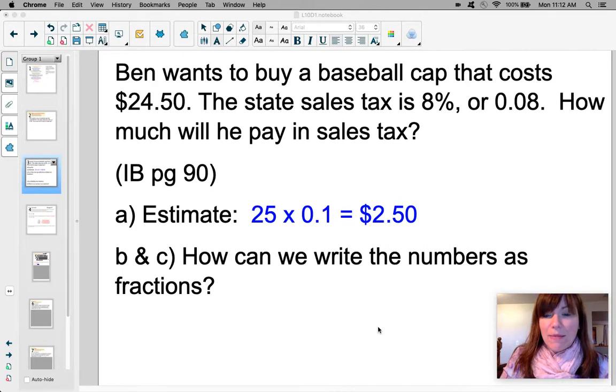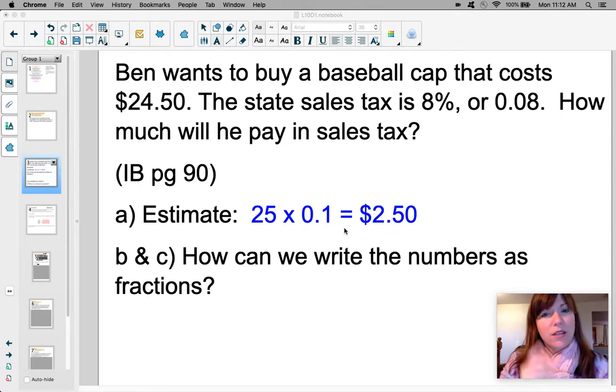So when I'm thinking about this, first I want to estimate. And so I'm going to change my price to 25, and I'm going to change my decimal of 0.08 to 0.1, or 1/10. And that power of 10 is really easy for my brain to work with because it's just going to move that decimal point over one place. So I'm getting an estimate of $2.50.